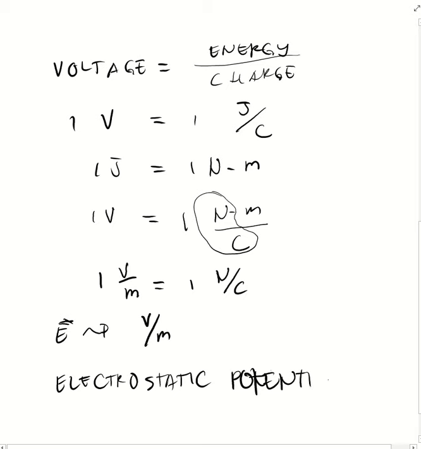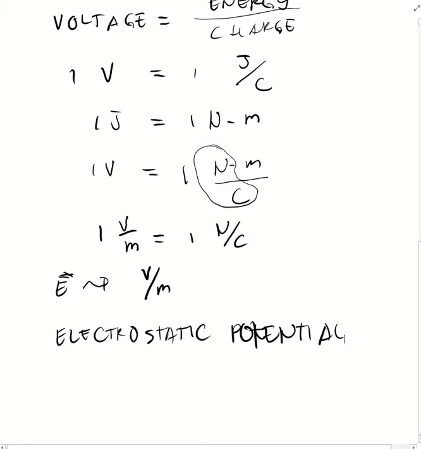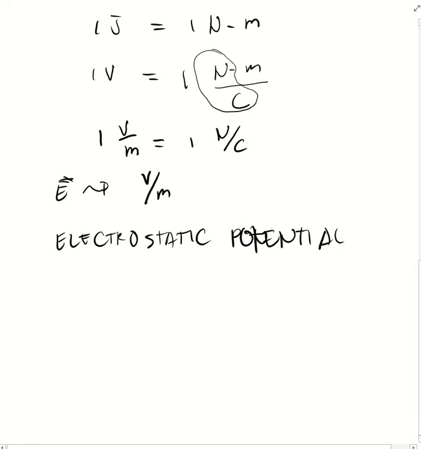Potential. So this is the electric potential resulting from the location of the charge, from the bodies in and around that charge, and we call it V.